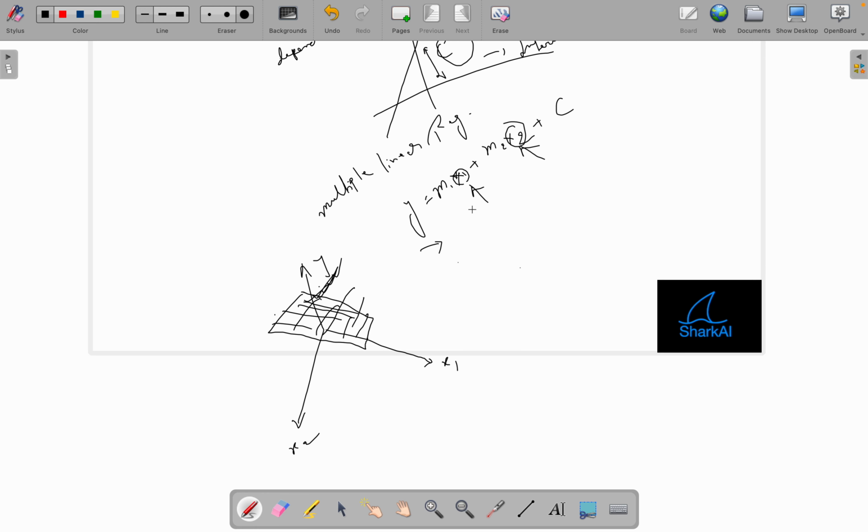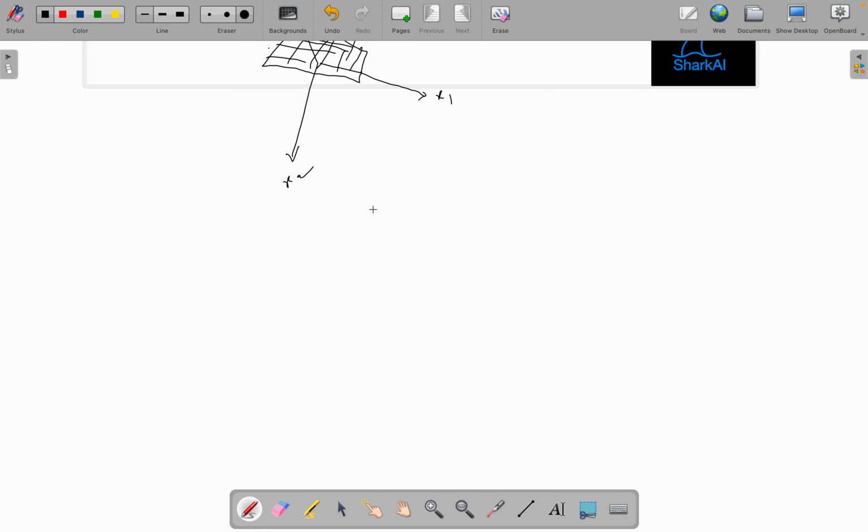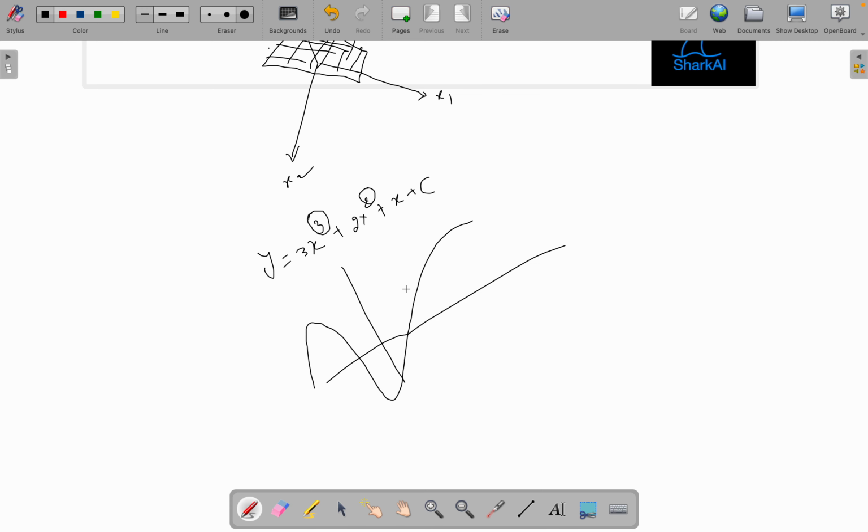Now the last one is polynomial regression. Let's say I have the equation y = x^3 + 3x^3 + 2x^2 + x + c. We have a degree more than 1, so it is called polynomial regression. When you draw it, you get something like this curve, which will not be a straight line. That's why it's called polynomial regression. So these are the three types of regressions we have.